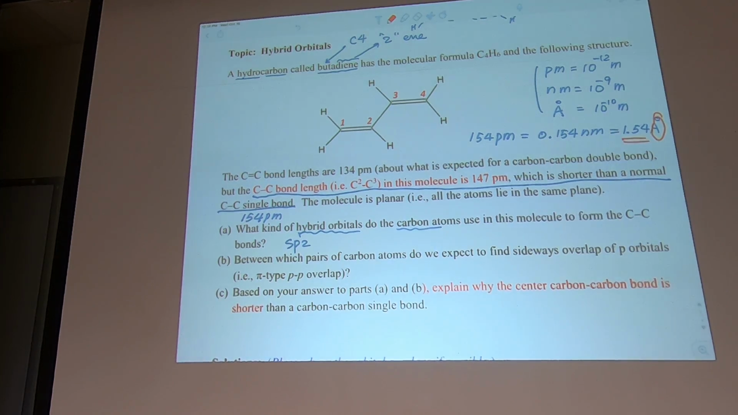At any rate, this bond is supposed to be 154 if it is a normal single bond, but this is 147, which is shorter. And if you look at the single bond length of 154 picometers, the double bond is 134. So a double bond is shorter than a single bond, and a triple bond is even shorter. Okay? So a shorter bond has double bond-like character. What this is saying is that this single bond, although I draw it as a single bond, has a nature of double bond character. It has a minor taste of double bond character.